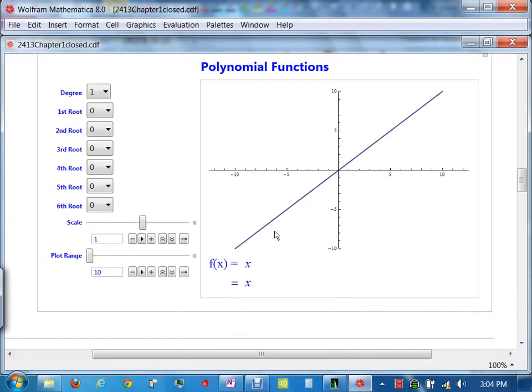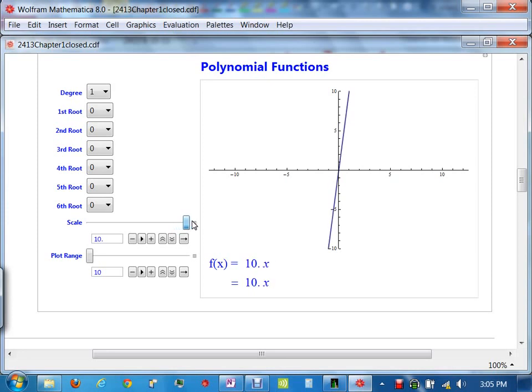Lines are examples of polynomials. F of x equals x. That's a line, right? What happens if I change it to f of x equals 2x? What's going to happen? Instead of x, 2 in front. What would happen to this? It'll get steeper. What happens if I change it to 10x? Steeper.